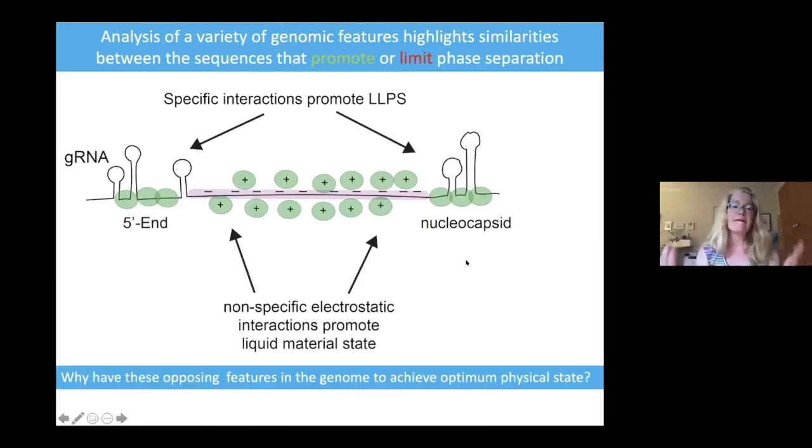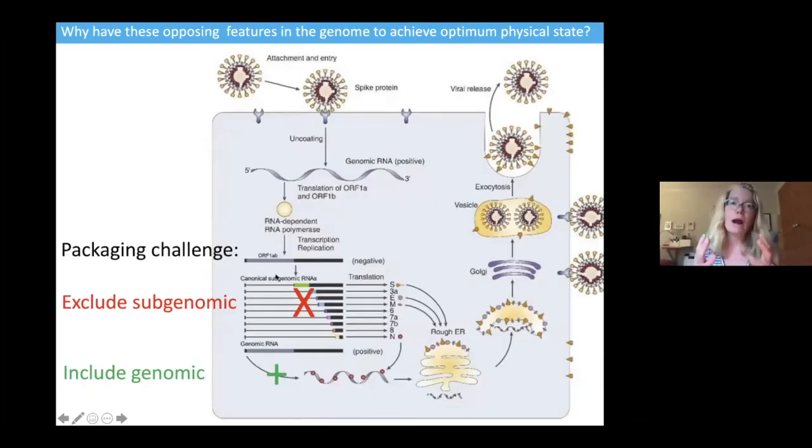So why have these opposing features in the genome? I just mentioned one possibility for solubility. We're also interested in whether the physical properties of the condensate could be really relevant for specific packaging of RNAs. In particular, this problem that the virus faces, which is to exclude these highly abundant subgenomic RNAs, but include the specific genomic RNA. And so we hypothesized that one reason to have a particular material state is to provide some specificity in which RNAs are included.